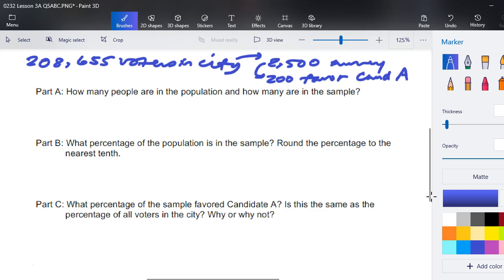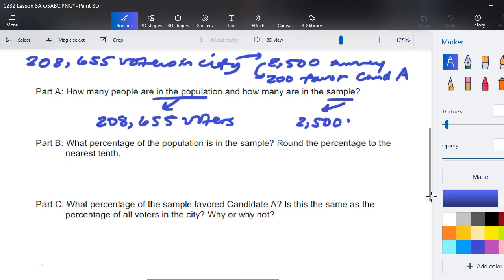So part A is how many people are in the population and how many are in the sample. Population, 208,655 voters. The sample, 2,500 voters are selected for this sample.